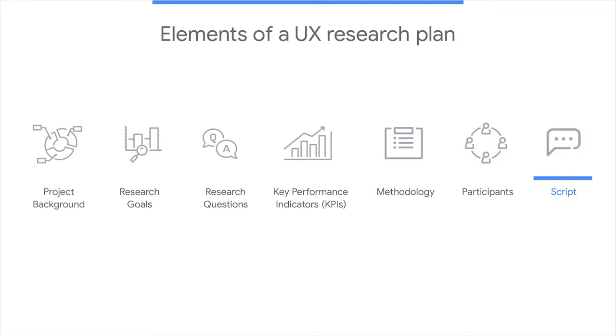The final step in your research plan is to script the questions you ask study participants as they test your product. The script is also known as the discussion guide. Make sure these questions are specific and speak to the KPIs you're trying to measure. For instance, you could ask, did you face any challenges when trying to book a dog walker in the app?